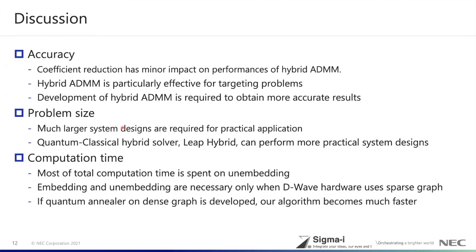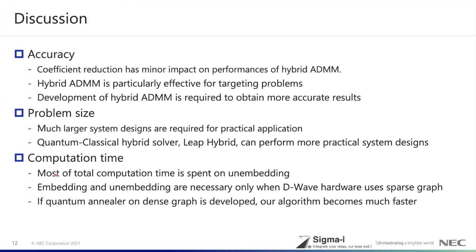In this work, we study only small size problems, but much larger system designs are required for practical application. So recently, Leap Hybrid, which is a quantum classical hybrid solver, was released. And this solver can deal with much larger size problems, about 20,000 variables. So this Leap Hybrid solver can perform more practical system designs.